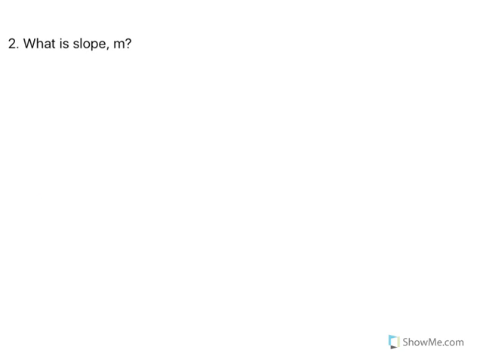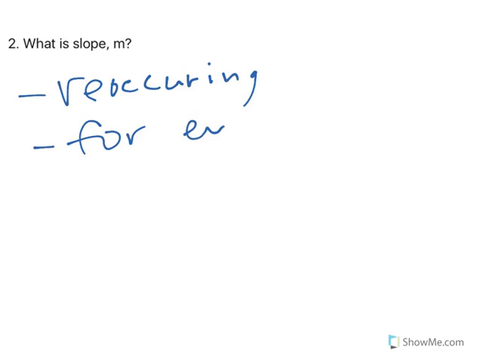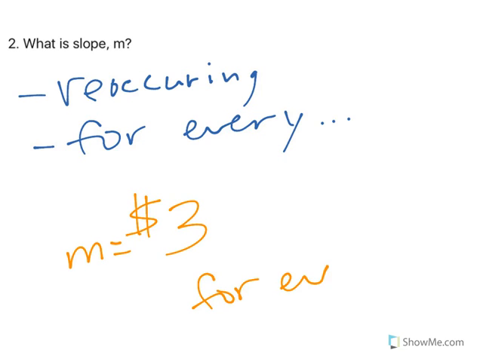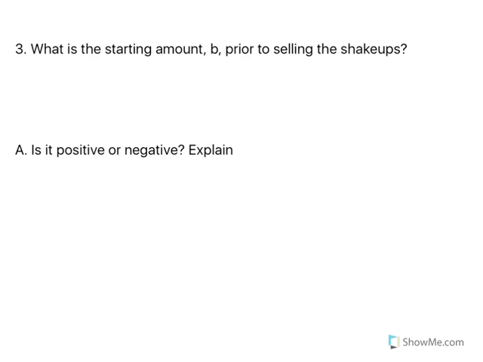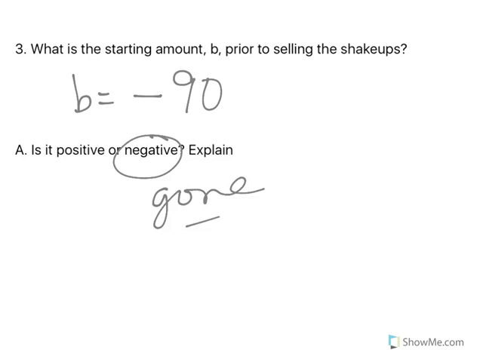Now, what's the slope? Remember, the slope is the reoccurring item for every something. Well, our slope is going to be $3 because we're charging $3 for every shake-up. So every shake-up we sell, $3 is coming in, right? That's the reoccurring item. The starting point is going to be negative 90 because we're talking about money and we shelled out $90 to get this thing started, so it's going to be negative. And it's negative because it's gone. That money is gone. We gave it away, right? If you give me $20, you are now in the hole $20.